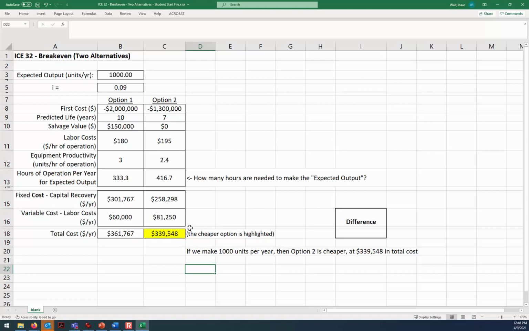Question C asked, what happens if it's 3,000 units per year? So let me just write that this was the answer to question B. Question C is for 3,000 units per year. So the nice thing is all we have to do is just change this one value here. 3,000, and bang, you can see that now option 1 is cheaper. So that's changed which alternative is highlighted. So if we make 3,000 units per year, then option 1 is cheaper at $481,767 in total cost. Okay.